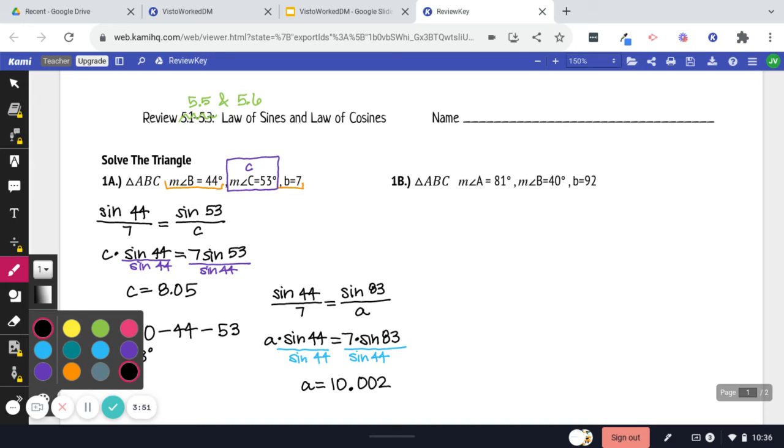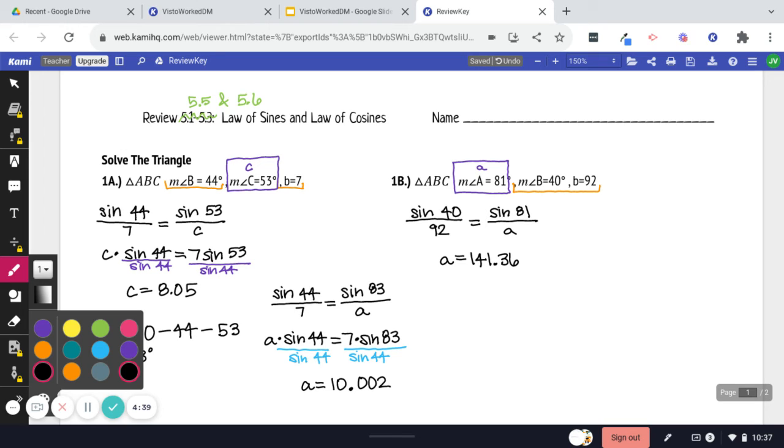So let's check out 1B. In 1B, we've got angle B and side B, and the first part of the triangle we know in this case is A. So let's see what we can do. We're going to go sine 40 over 92. That's my complete pair. Go sine 81 over A. And if we cross multiply and divide, I'm not going to show you the step for this one. I'm just going to do it. I'll talk about it, obviously, but I'm going to do 92 times sine of 81, and then divide that by sine of 40. And I get A is 141.36.